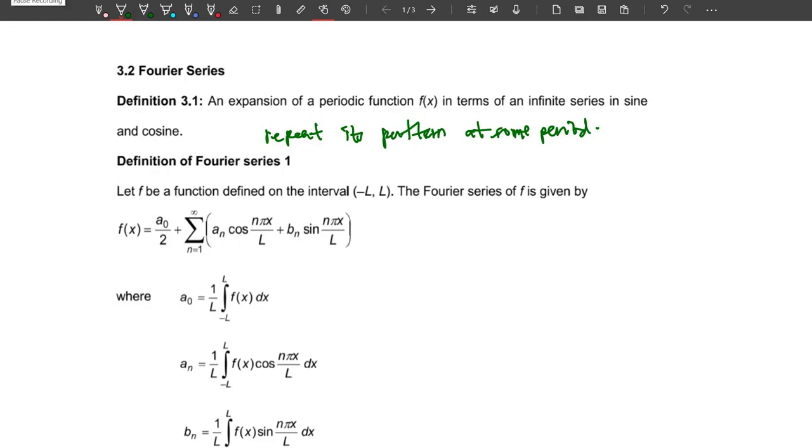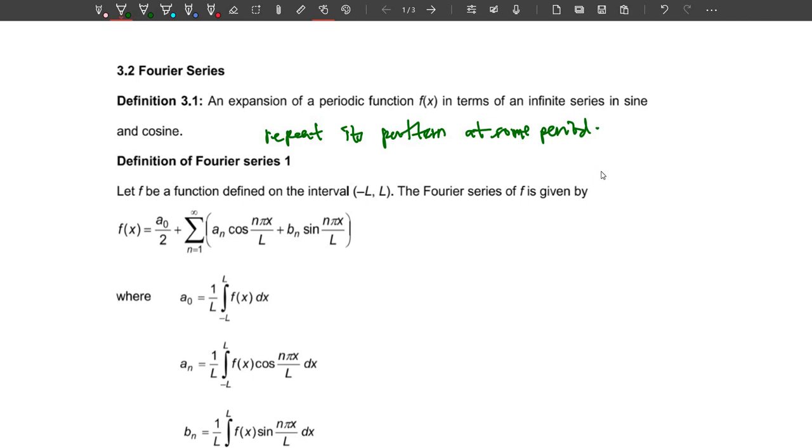So for now, we look at Fourier series, which is an expansion of a periodic function f(x) in terms of an infinite series in sine and cosine. That means the function itself repeats its pattern at some period. There are a lot of applications of Fourier series in real life, for example in acoustics, electronics, communications, signal waveform, and also in heat conduction.